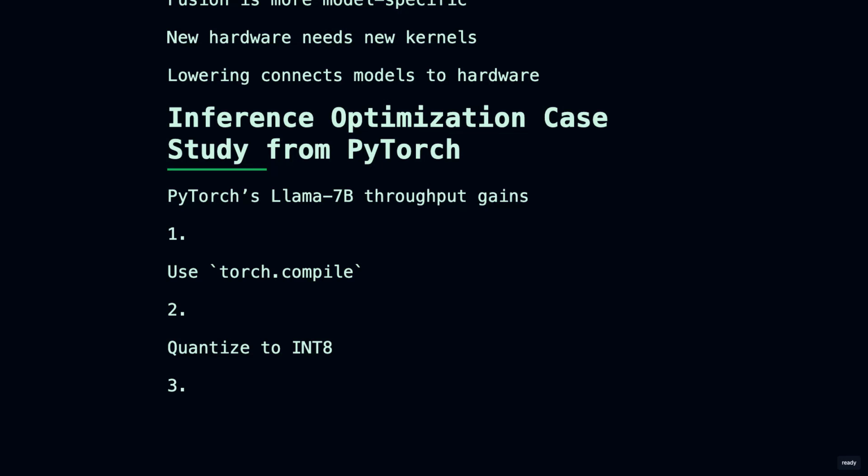The next step pushes precision lower still. At this stage, the gains can be larger, but the risk to model quality also becomes more important.